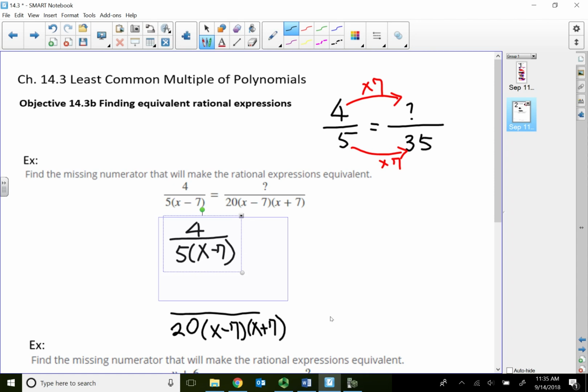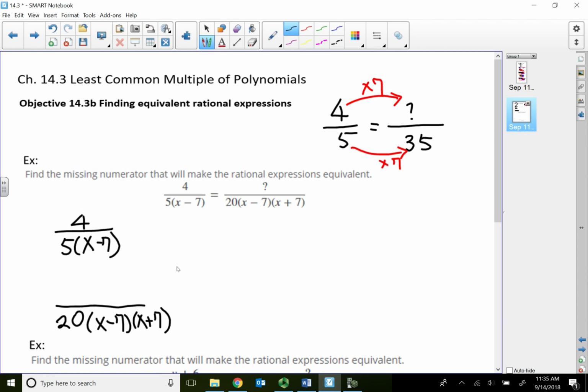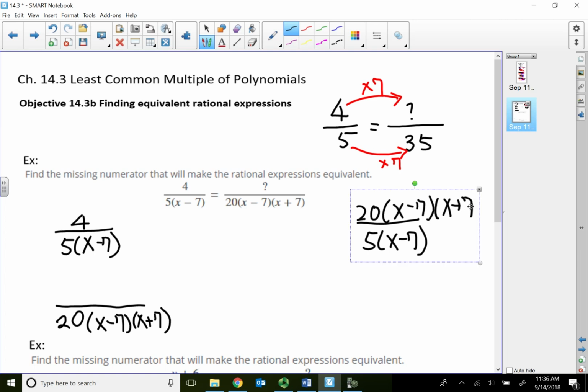Let's take a look. I'm going to move this slightly over. Remember, down here is the LCD, and up here is my original denominator. Mathematically, just like up here, where 5 will go into 35 how many times, here we say 5 times x minus 7 will go into 20 times x minus 7, x plus 7 how many times? That's actually how we say it. So now it's become reducing a fraction. 5 times x minus 7 will go into my LCD 4 times x plus 7 times.